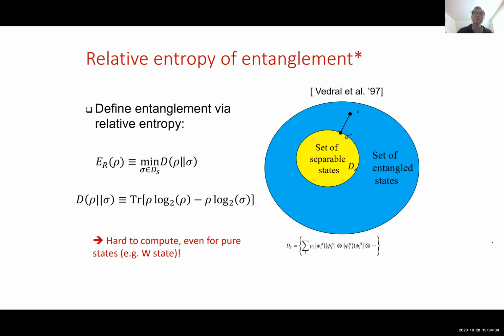One way to characterize that is using a picture like this. Suppose you have a state rho, and you want to characterize its entanglement. The idea is you compare it to the set of unentangled states. If you can define some distance, you want to find the minimal distance from rho to the set of unentangled states. That distance gives you the quantification of the entanglement for this state.